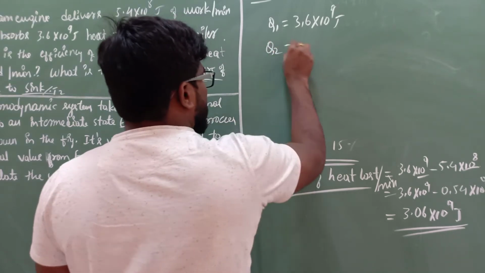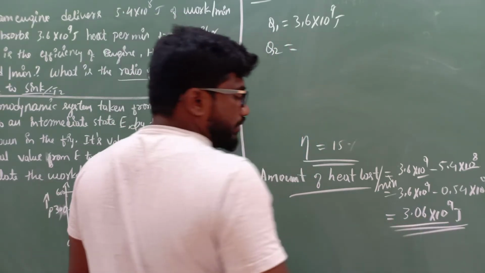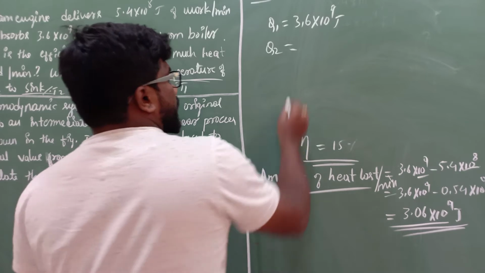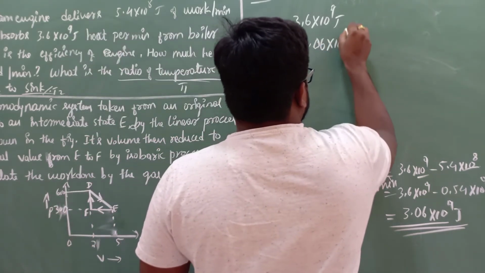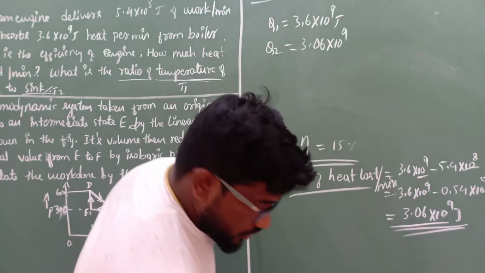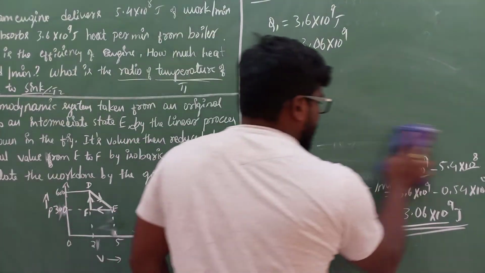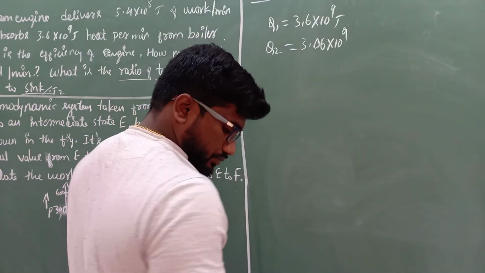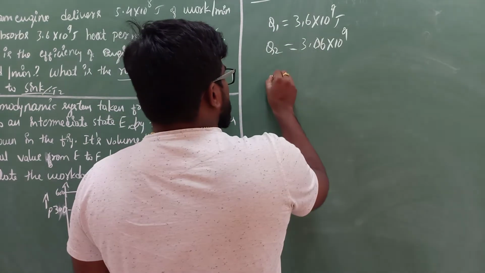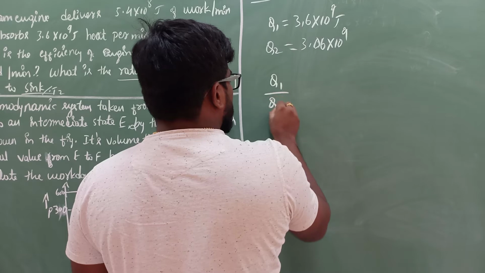Similarly, Q2 we got here. How much is it? The amount of heat lost, that means it went to the sink. 3.06 into 10 power 9. So now you can easily find the ratio of temperature of source to the sink. So Q1 by Q2.